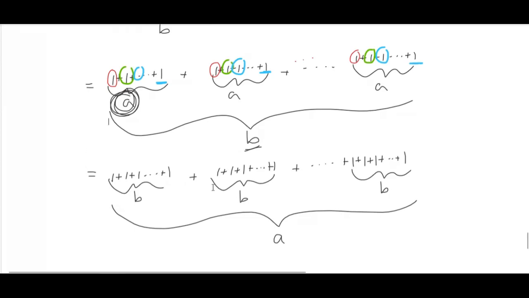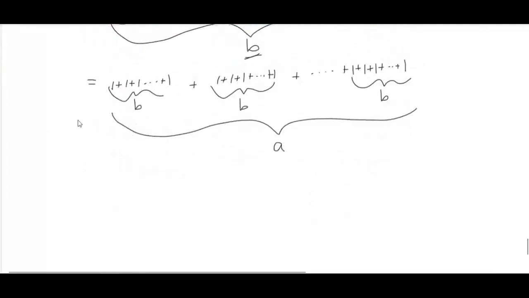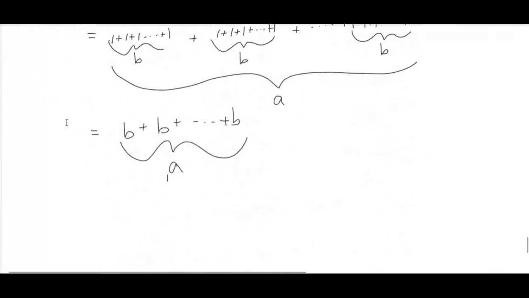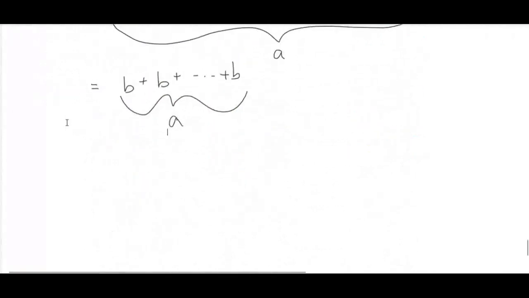Okay? And now what you see here in the bottom row is just the reversal of what we see in the top row. If those B 1s added up, we just write that as B. That's just the reversal of what we had up top. Instead of B A's added up, we now have A number of B's added up. We started off with A times B, and now we have B times A, right? So you can multiply in any order.